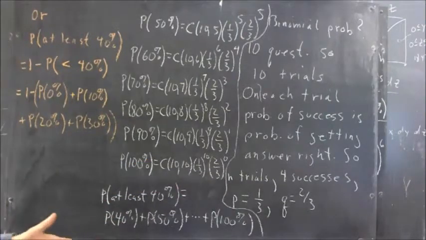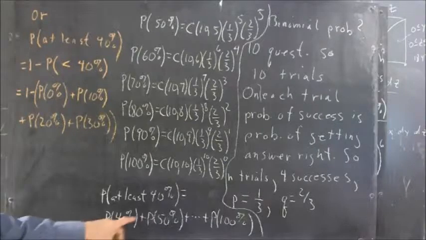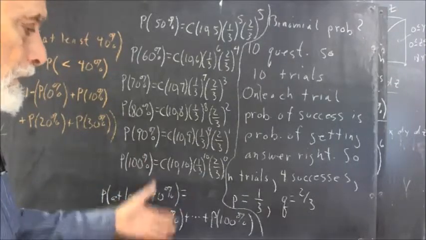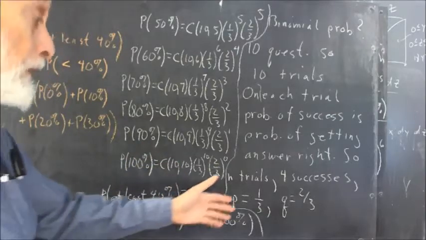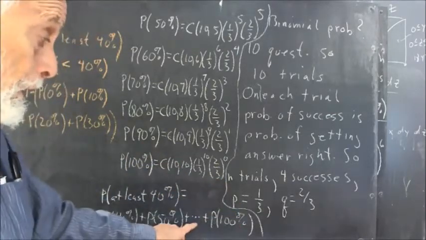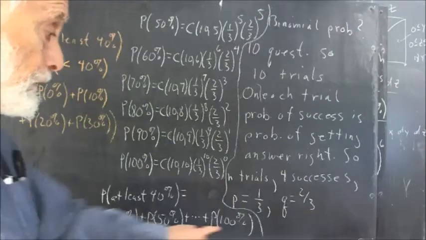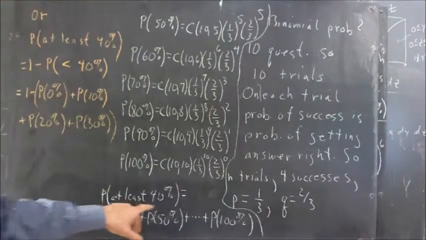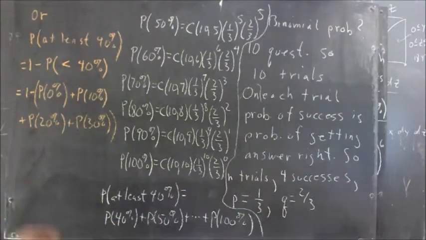So to get the probability of at least 40%, we'd have to add the probability of 40% to the probability of 50% to the probability of 60, 70, 80, 90% plus the probability of 100%. So we add the probabilities from 40% up to 100%, and we get the probability of getting at least 40%.